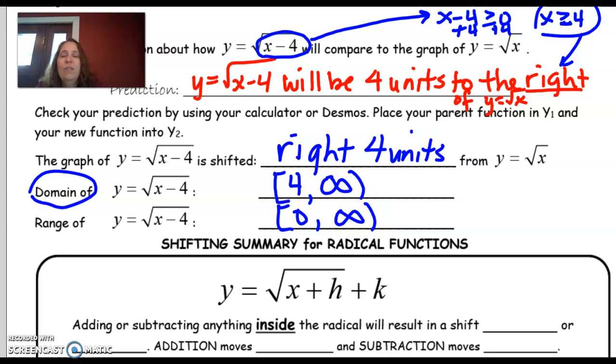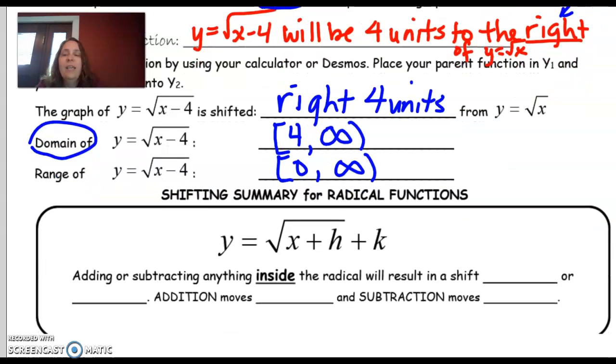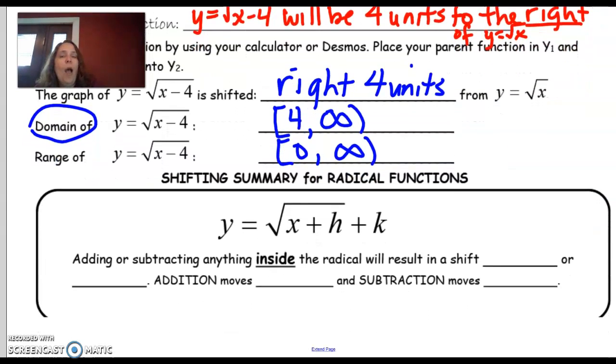All right, so as a little bit of a summary then, taking a look at the same equation that we looked at on the other page, y equals the square root of x plus h and then plus k. The plus h talks about anything that would happen inside the radical. The plus k talks about what would happen outside. Today, with this particular page, we're focusing on what is inside the radical. So a shift from inside the radical would move either left or right.